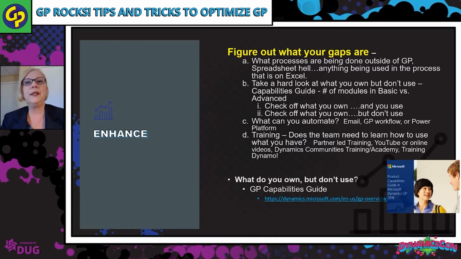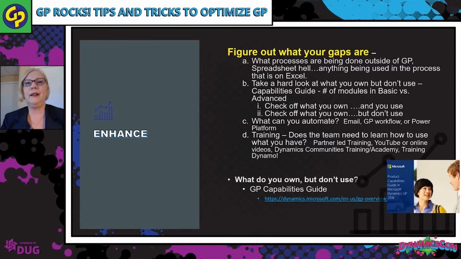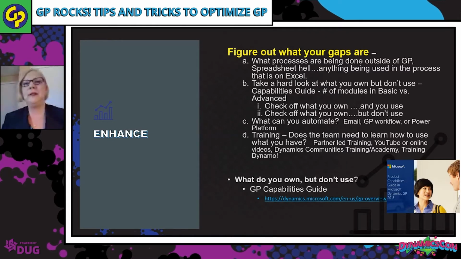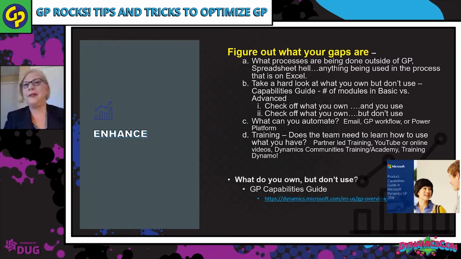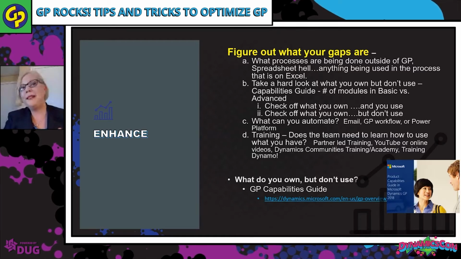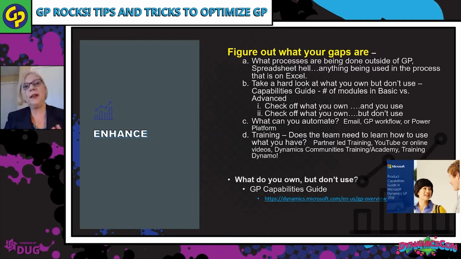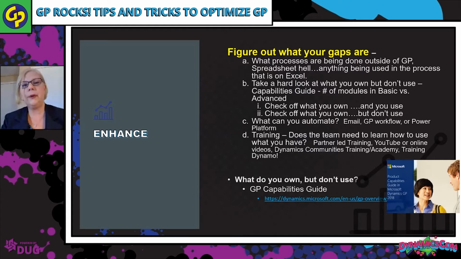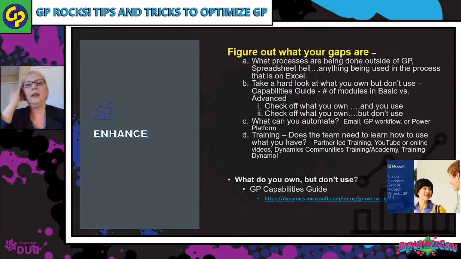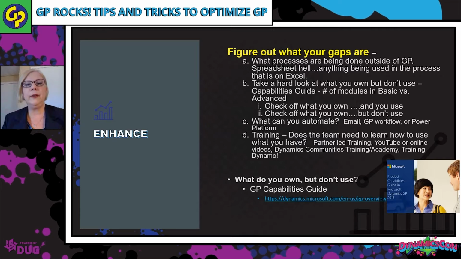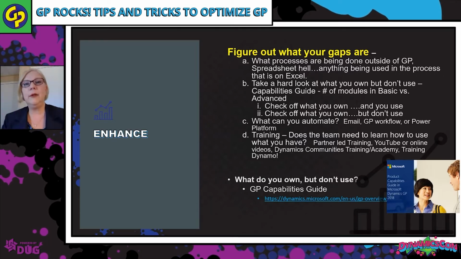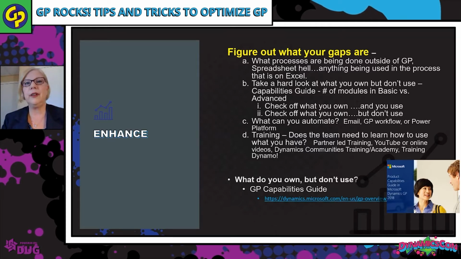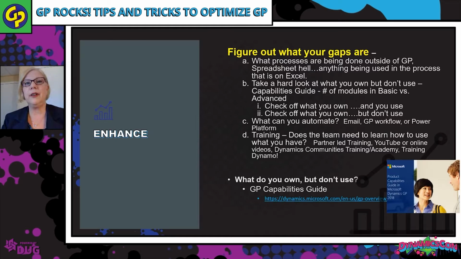And then training. What does the team need to learn? Maybe you find that, again, people left, and the people that were left behind are learning, but what they learned is probably less than what they need to know. So it's always a good time to step back and say, hey, let's retrain our team. There's partner-led training. You can go to your partner and have them do training. You can look up YouTube or online videos. There's a lot of Dynamics community training, and user groups offer training. DynamicsCon is a great place, of course, that we have training.